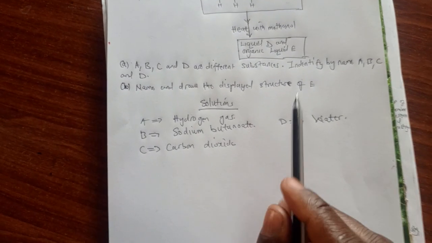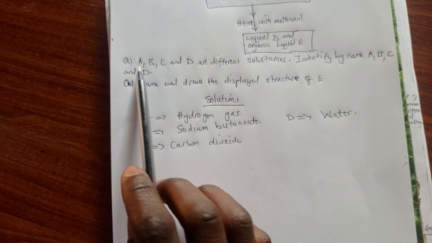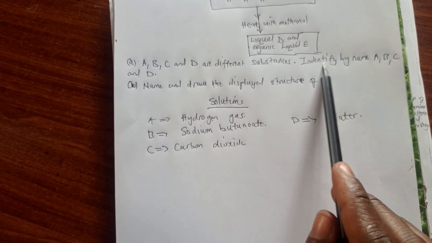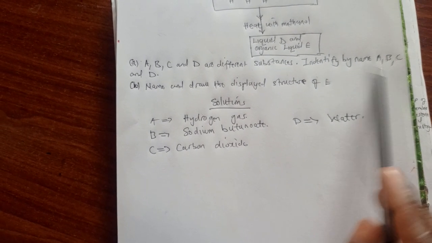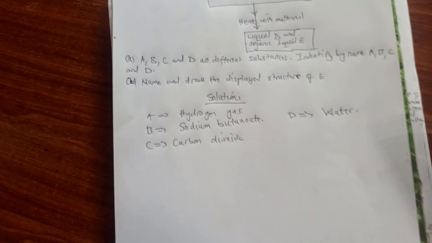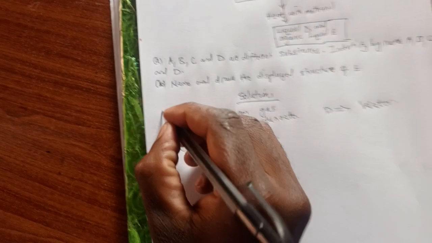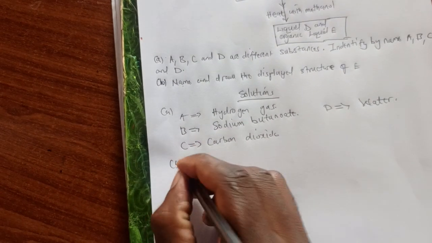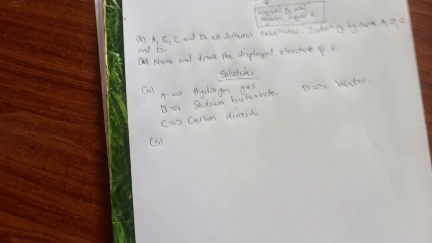So meaning we have answered the first question, which is question A, where we were asked to identify A, B, C, and D by name. So we have identified A, B, C, and D. Okay, that is A. B is our last question.